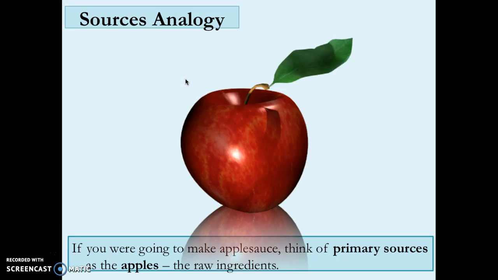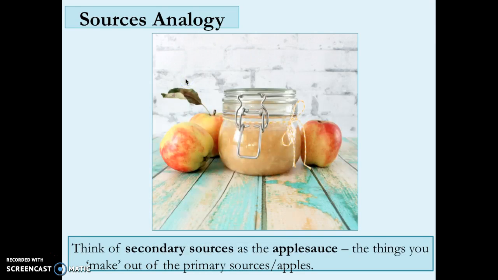So if we were to make an analogy, think of it like this. If you were going to make applesauce, think of primary sources as the apples, so those are our raw ingredients. And then you'll think of the secondary sources as the actual applesauce, so the things that you make out of the primary sources and apples. Really great analogy and way to differentiate between primary and secondary sources.